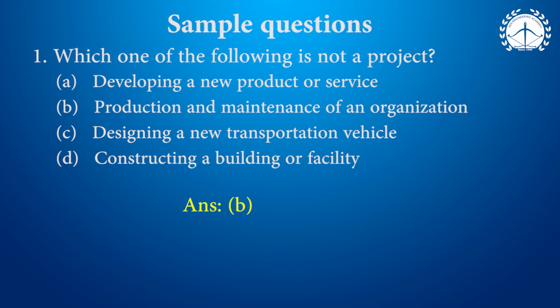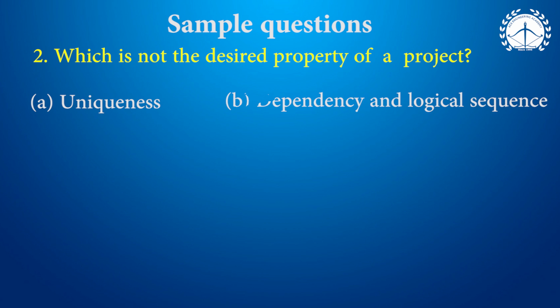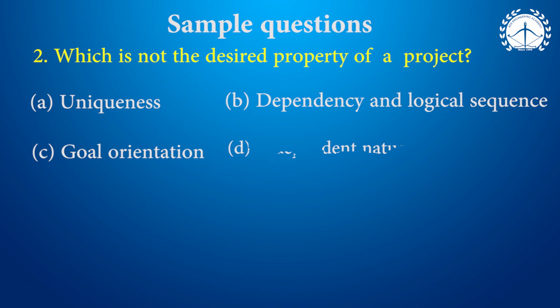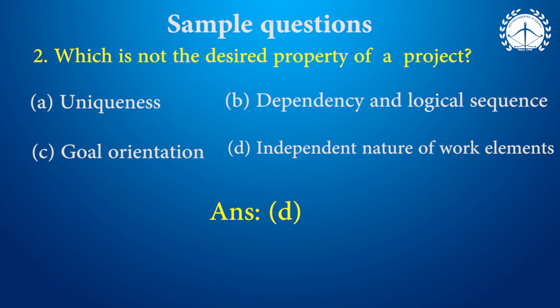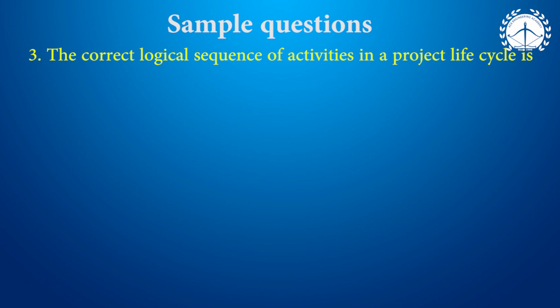Designing a new transportation vehicle, constructing a building. These are projects only. And the second question, which is not the desired property of a project? That means these are the characteristics. Uniqueness, dependency, goal orientation, and independent nature of work elements. Actually the definition says a project is a set of interrelated activities, that means dependency must be there. So what is the answer here? D is the answer.